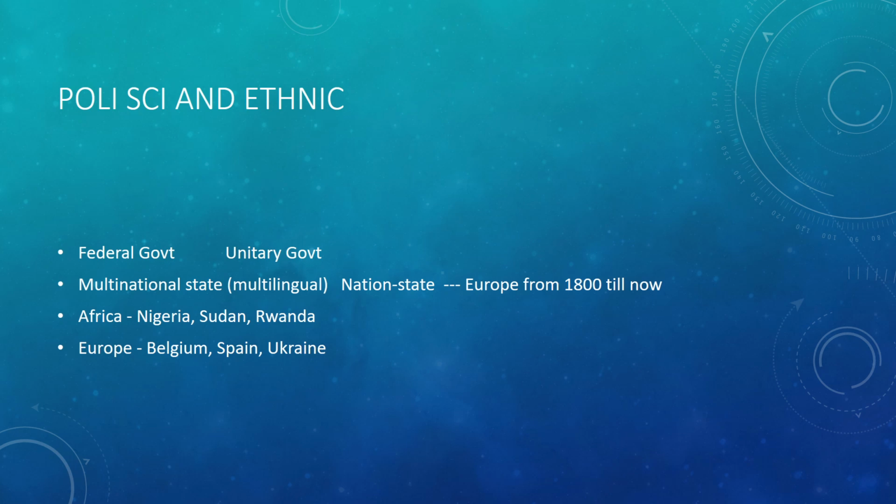Notice there's a tendency. Multinational states tend to be federal. Nation states tend to be unitary. That's not always the case. Western Europe is one of the biggest areas for nation states, and the area where from 1800 till now they've been growing. That's where a lot of it started.